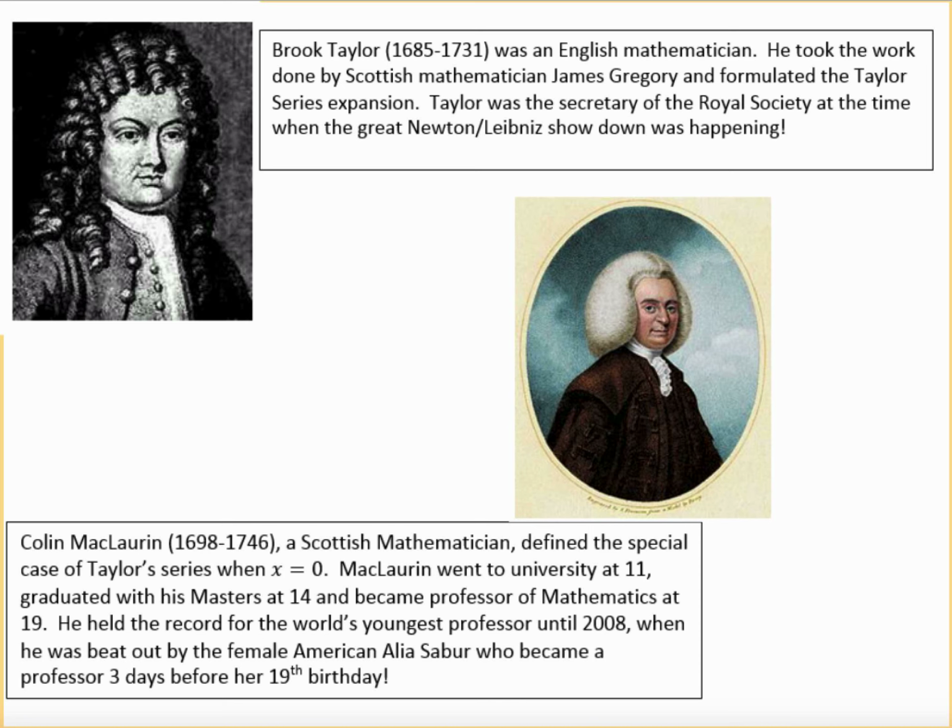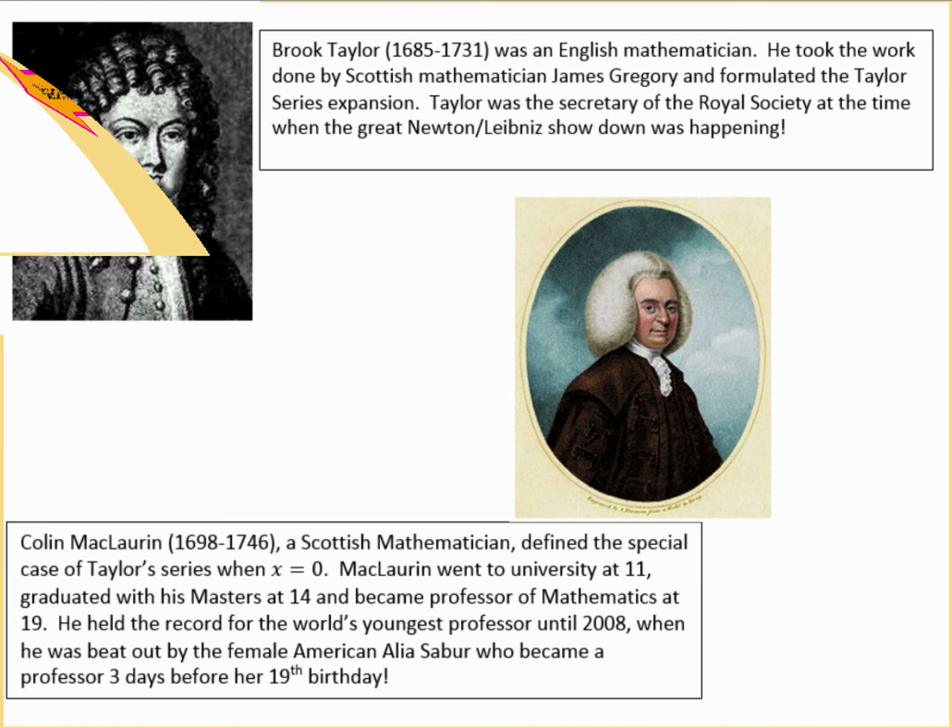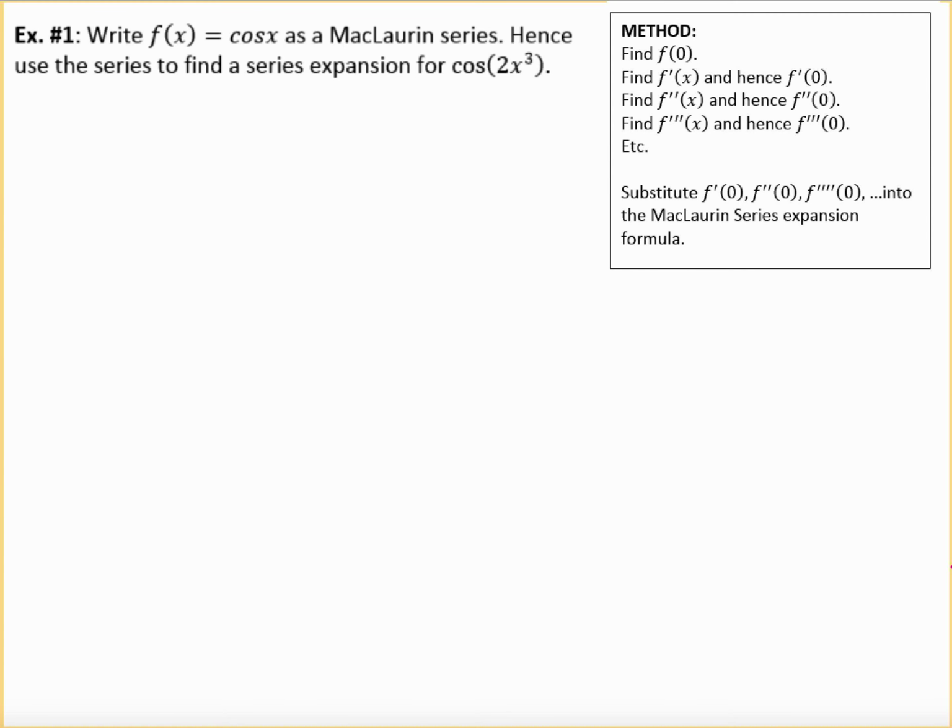Colin Maclaurin, he was a Scottish mathematician, and he's the one that defined the special case. So it's centering it at x is equal to 0. And he was, for a long time, the world's youngest professor until pretty recently when he was beat out by the American Elias Sabur. So, sorry about that, Mr. Maclaurin. So here we go, example number 1.